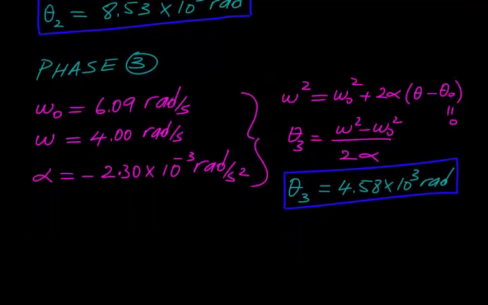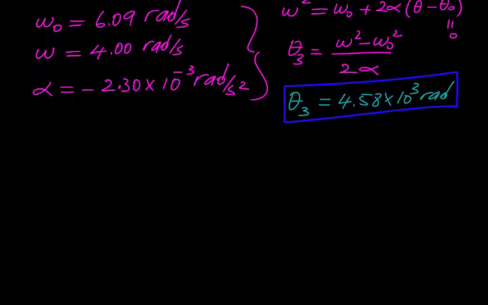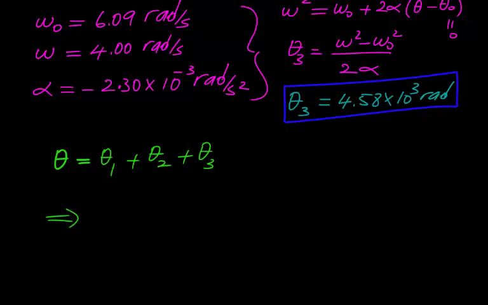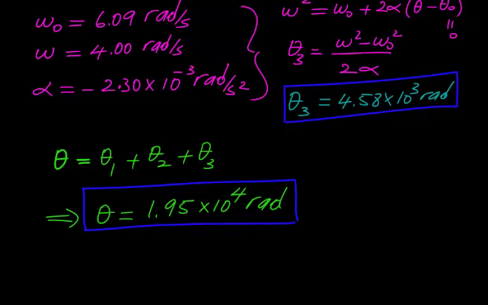Now that we have all three angular displacements for the three phases, we can add them up and find the total displacement. Theta is going to equal theta 1 plus theta 2 plus theta 3. Add all of those, you get theta equals 1.95 × 10^4 radians. And that is the total angular displacement.